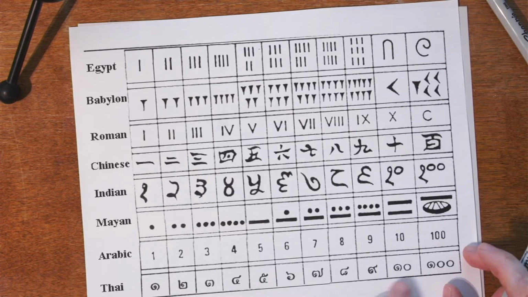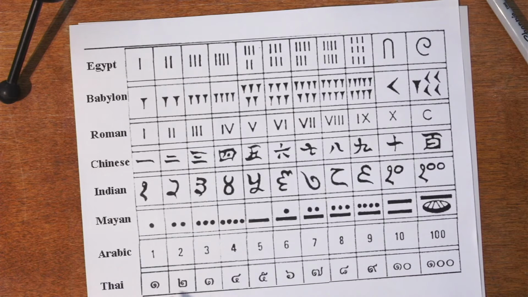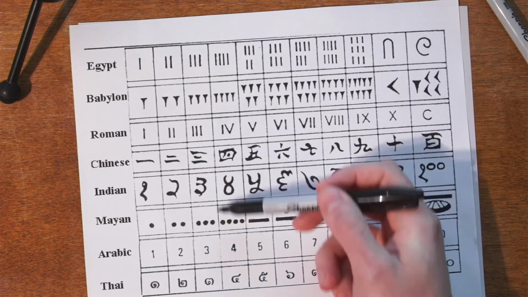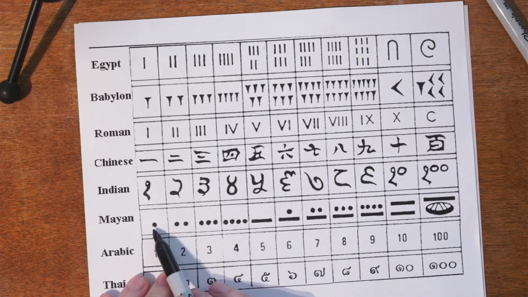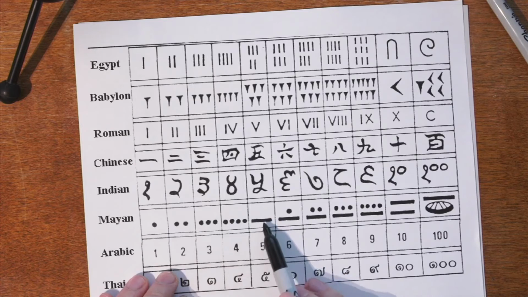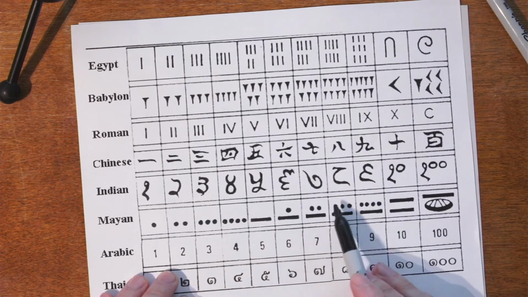Same thing with Thai. You can see that these, especially these first three for Thai, are going to be very different than all the rest of these. With the Mayan ones, right? Very simple, dots. So we get to 5, and then we get this line, and then we go back to just adding a dot, right?